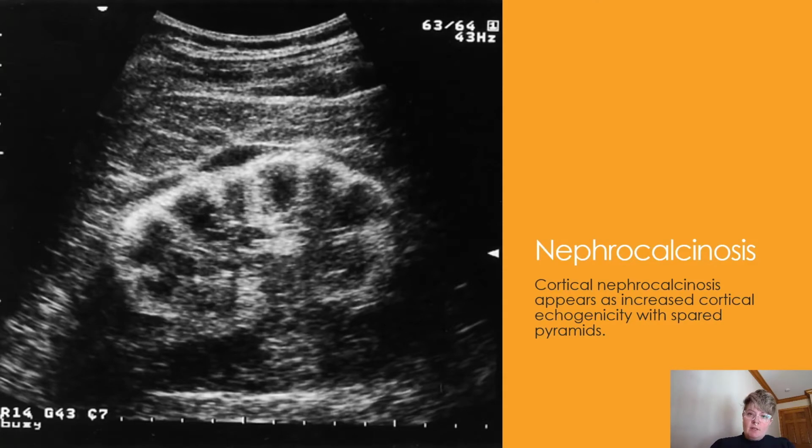So here's an example of cortical nephrocalcinosis. Remember, the cortical part refers to the cortex. So we have very, very echogenic cortex out here with relatively normal pyramids. Again, there's calcium deposits that are being left out in that cortex, making it look very bright.